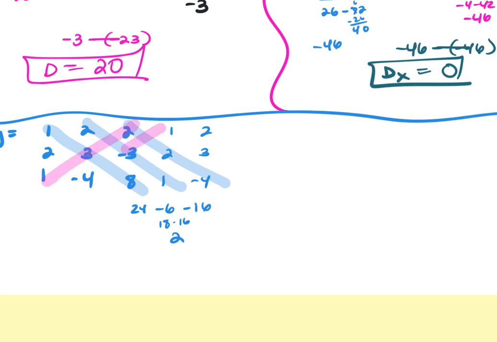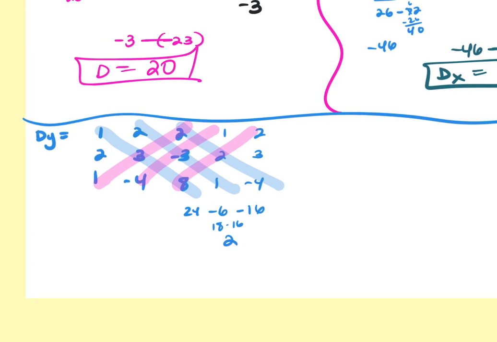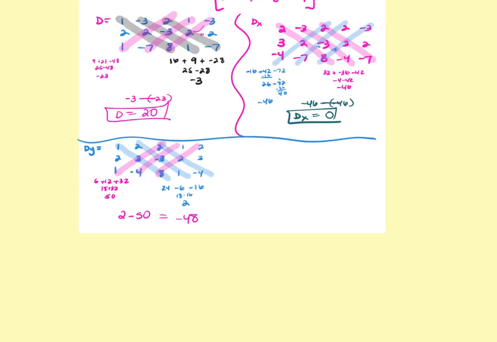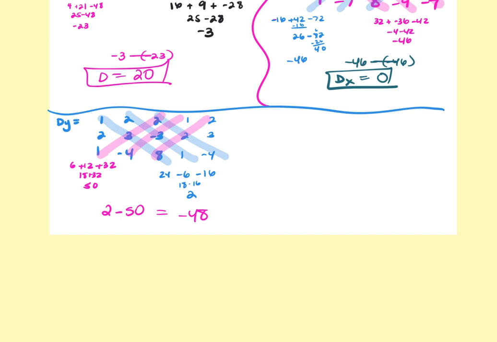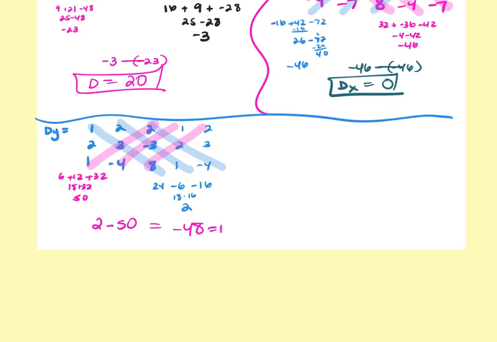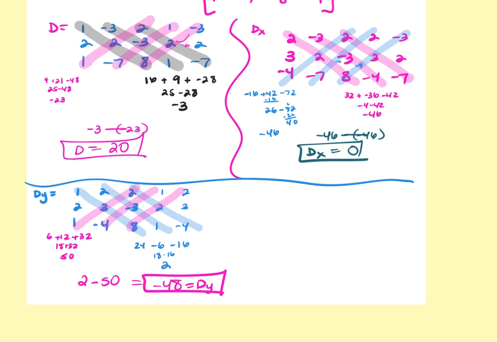Come back the other way. 2 times 3 times 1, 6. 1 times negative 3 times negative 4, positive 12. 2 times 8, positive 32. 18 plus 32, 50. 2 minus 50. Wait a minute. Correct. All right, negative 48. So again, this is d of y. So on your test, they will be whole numbers, but this one actually, you did get fractions on this one.